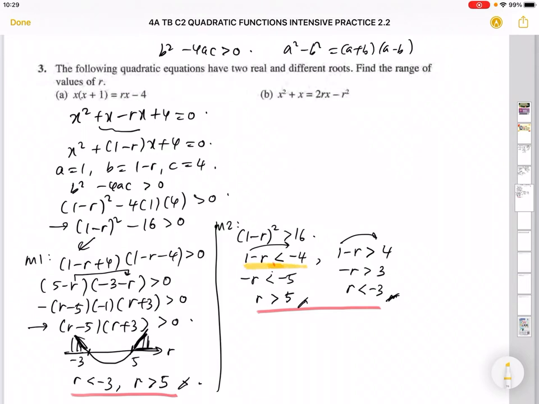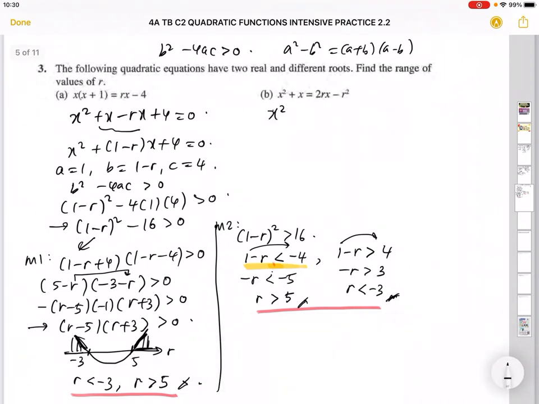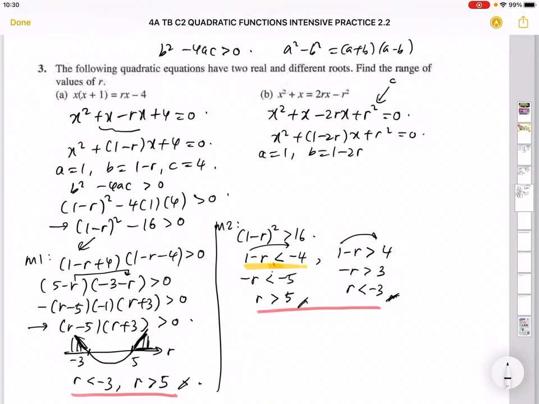All right, so moving on to B. I'm going to bring this over. x squared plus x minus 2rx plus r squared. Remember, your a is your coefficient of x squared. Although r has a square, r is not your x. So r squared is actually your c. So please don't get confused about that. So this is x squared plus (1 minus 2r)x plus r squared equals 0. So my a is 1, my b is 1 minus 2r, my c is r squared.